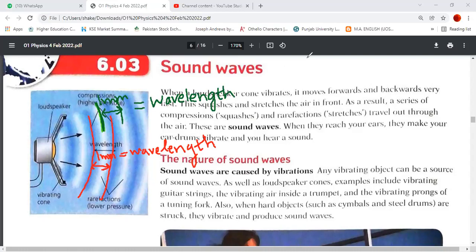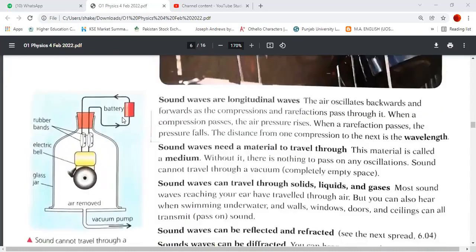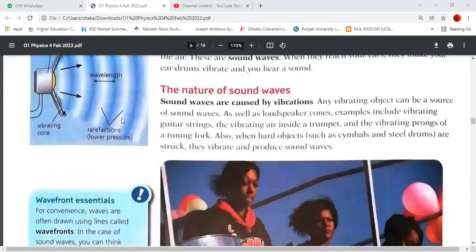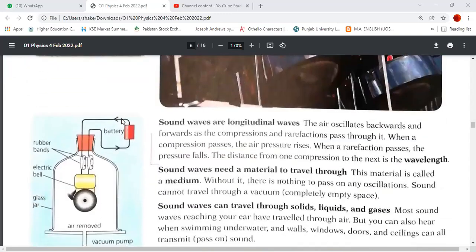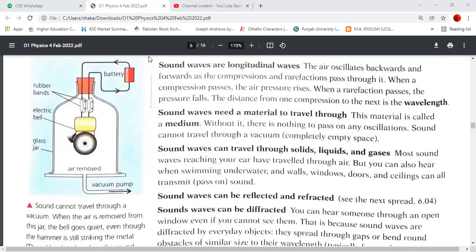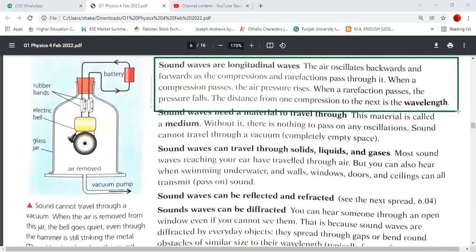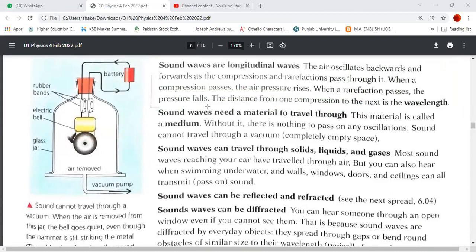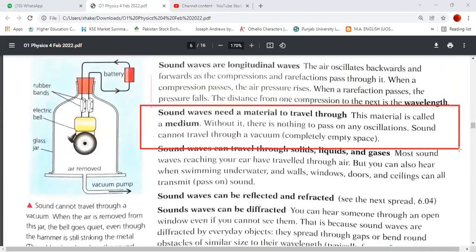Anyhow, we had been learning about the nature of sound waves. The first point is that sound waves are longitudinal waves. The air oscillates backwards and forwards. The distance from one compression to the next, meaning the distance between any two compressions, is called the wavelength. Next, sound waves need a material to travel through. Without a material, sound waves are unable to travel.